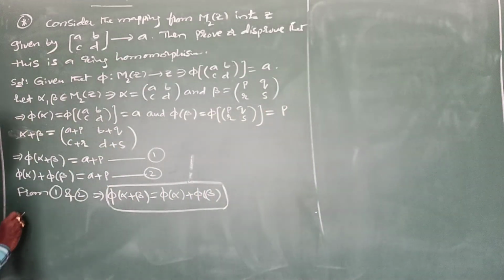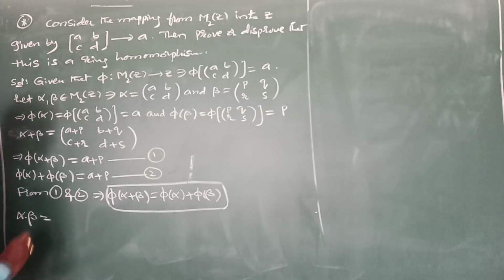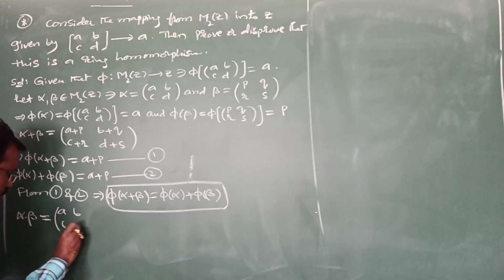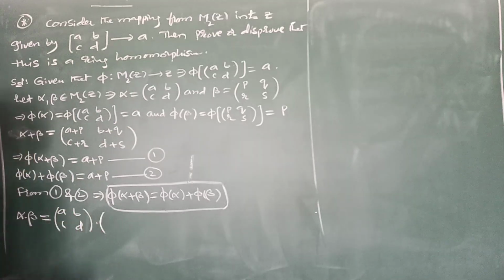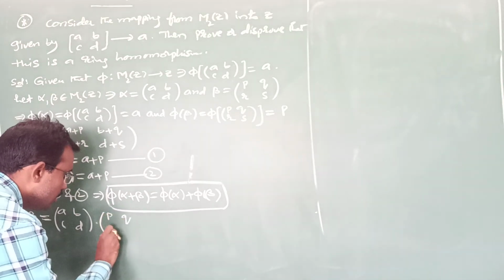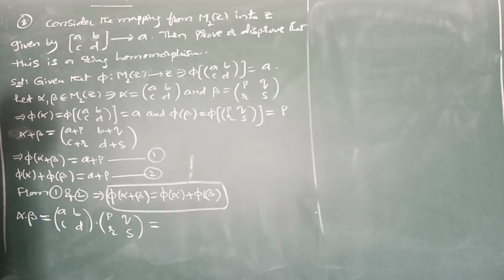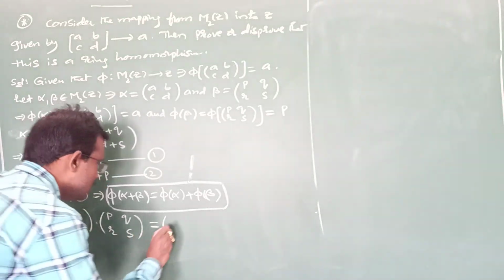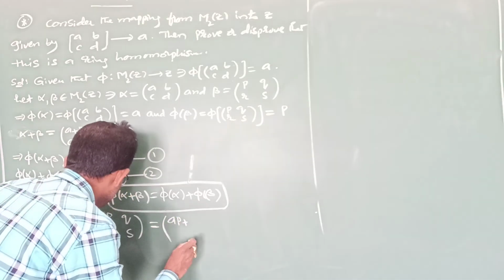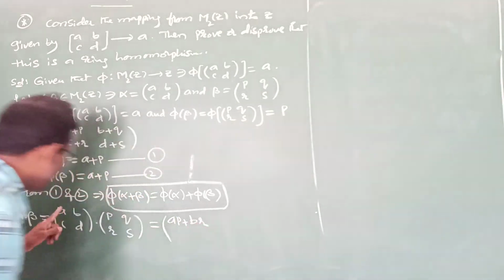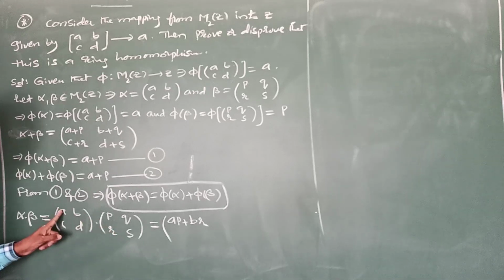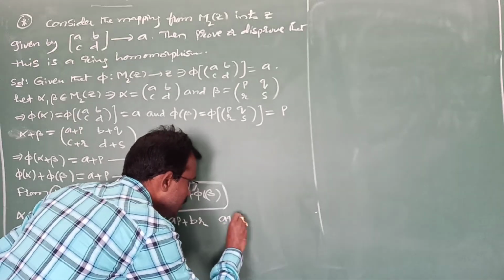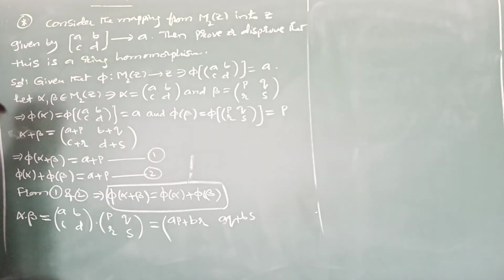Now define first alpha into beta separately. What is alpha here? Alpha is the matrix A, B, C, D. And what is beta? P, Q, R, S. Now go for alpha into beta. This into this, and this into this plus this into this. It is the matrix AP plus BR, A into P plus B into R. Next what? A into Q plus B into S, AQ plus BS. Right?